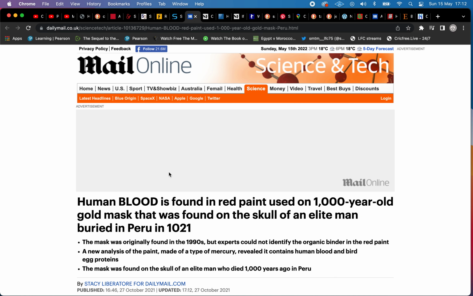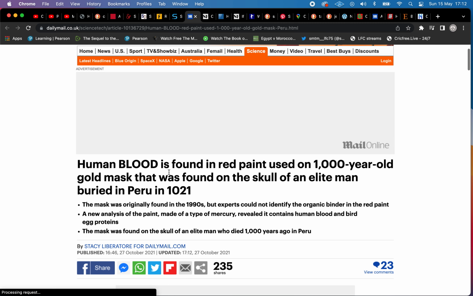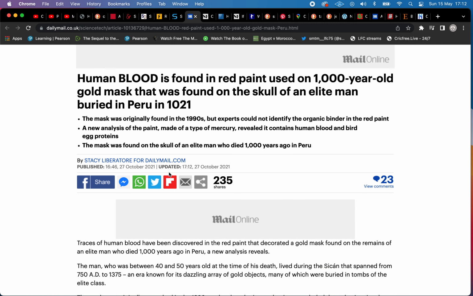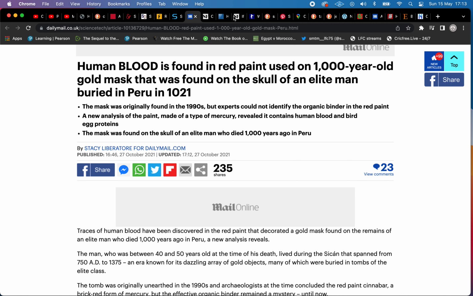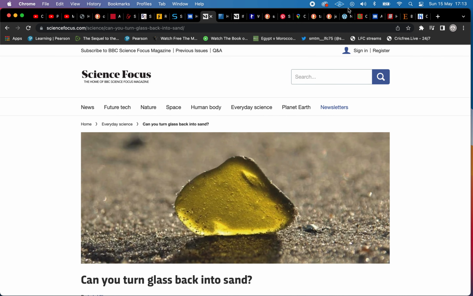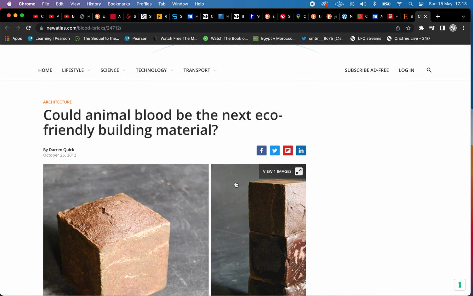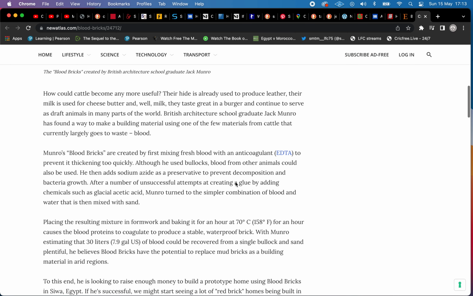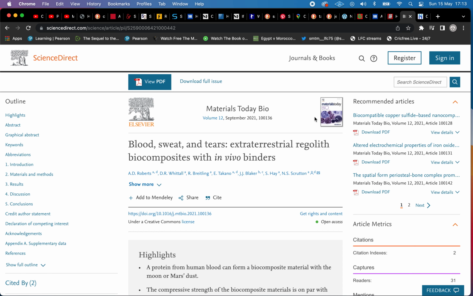And then I really like this: human blood being used in paint as a binder, and also being used in bricks. So it's now saying it could be done, and there's scientific experience that it could be done, but maybe it already has been done.